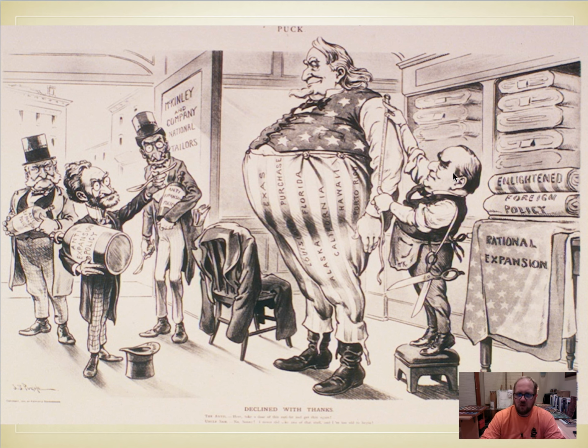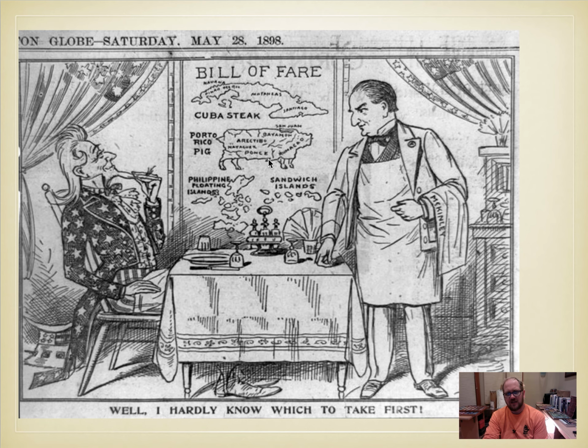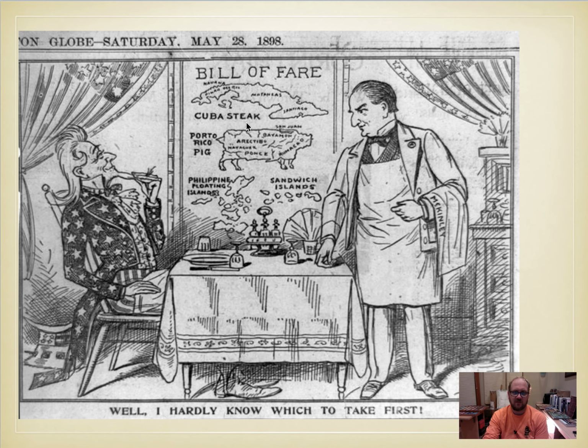We see William McKinley fitting up Uncle Sam in these larger pants with all the territories, with Texas, Puerto Rico, Louisiana Purchase, Alaska, Florida, California, Hawaii, all being stripes. We also see men coming in trying to give Uncle Sam this diet tonic, this anti-expansion policy tonic. These are the anti-imperialists here. And we see McKinley being the tailor. Here we see McKinley being the waiter, serving up potential meals to Uncle Sam: the Cuba steak and the Puerto Rican pig, the Philippine Islands, and also the sandwich, which is the annexation of Hawaii.